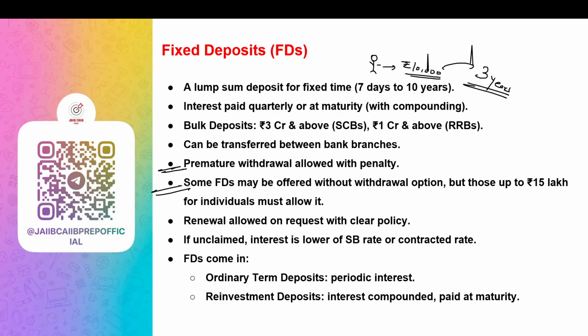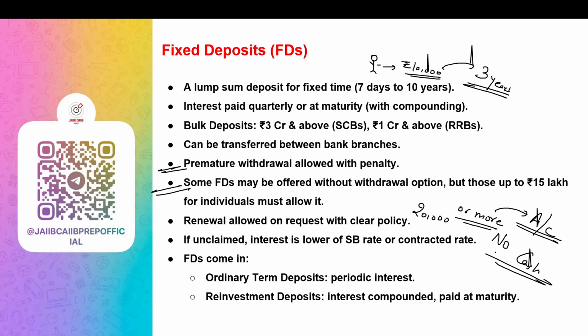If the FD matures and the customer does not claim it, the bank pays interest at savings account rate or the contracted FD rate, whichever is lower. So, if the maturity amount is 20,000 or more, it must be credited to the customer's account and it cannot be paid in cash. So, 20,000 or more, this amount goes directly to the account, no cash. Okay.